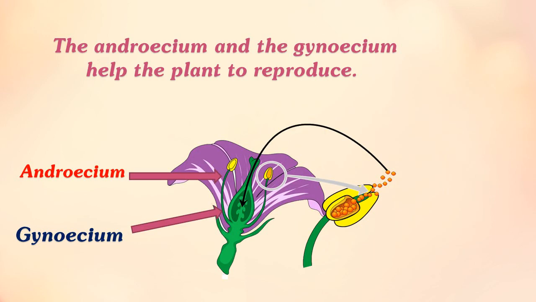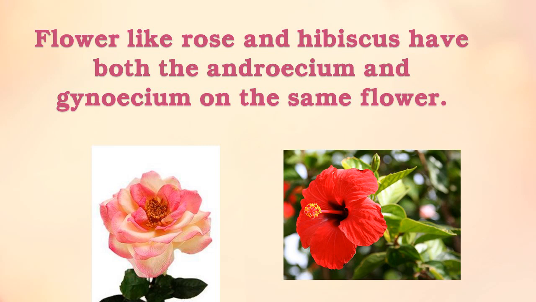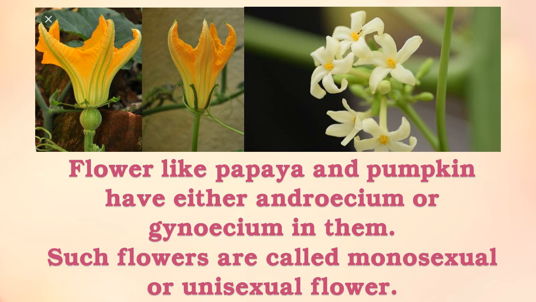Hence, from the discussion we can see that the androecium and the gynoecium help the plant to reproduce. In this figure, you can see the androecium and gynoecium present in a single flower. Some plants have separate male flowers and female flowers, where the androecium and gynoecium are present separately. But flowers like rose and hibiscus have both androecium and gynoecium in the same flower. Flowers like papaya and pumpkin have either androecium or gynoecium in a single flower. Such flowers are called monosexual or unisexual flowers.